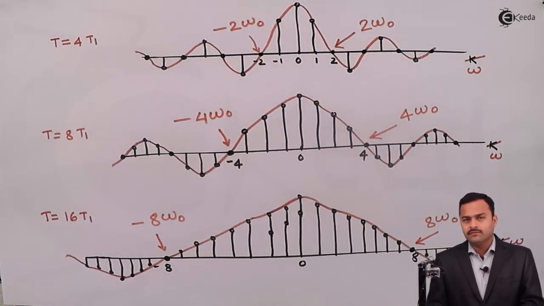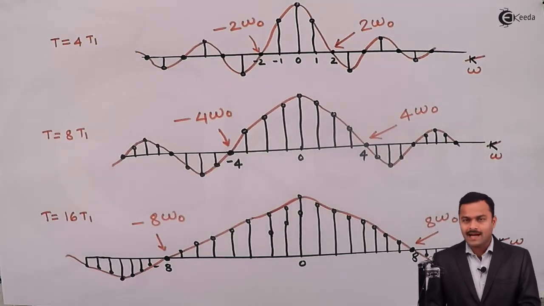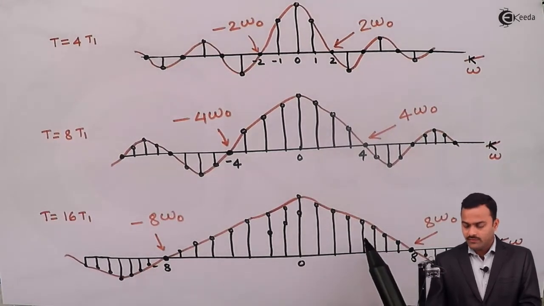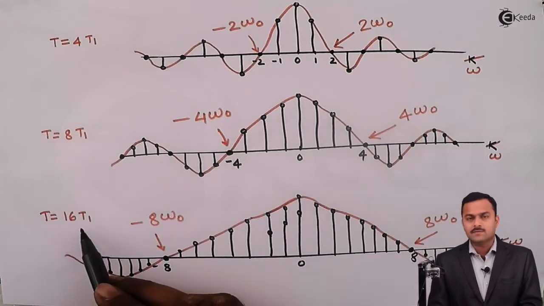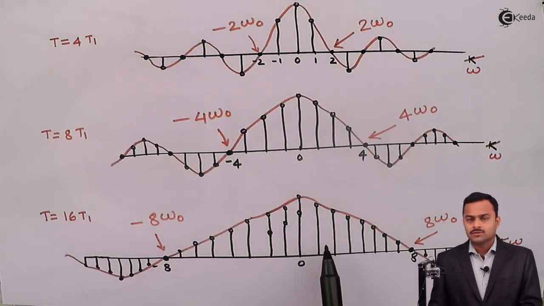If I have T very high, that is the case of a periodic signal where we are considering it as part of a periodic signal provided its time period is tending to infinity. So it's a very large time period I'm having. In that case, we'll have all these components very close to each other. So in this envelope function, all these sample points will be closer. For example, if I have T which is 32 times T1 or maybe 64 times T1, these samples will be even closer.